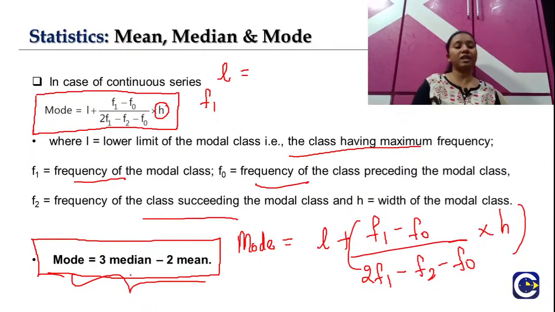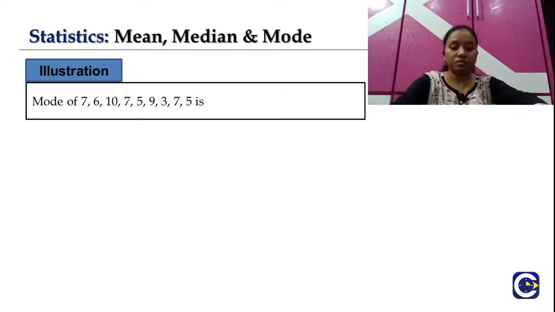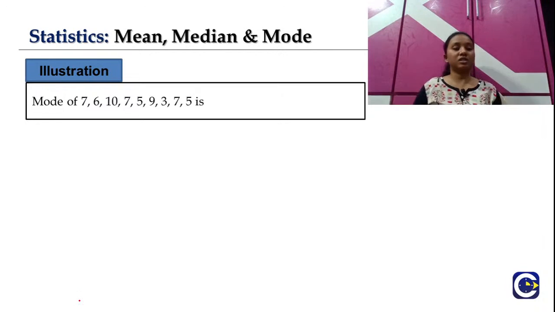So the relation between these three is that mode is equal to 3 times the median minus 2 times the mean. Right. So now as we have seen the mode formula as well as the relation between these three, let's solve a question based upon this mode. So first one is very easy.